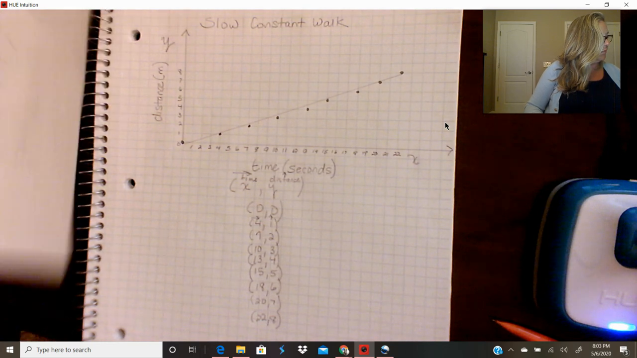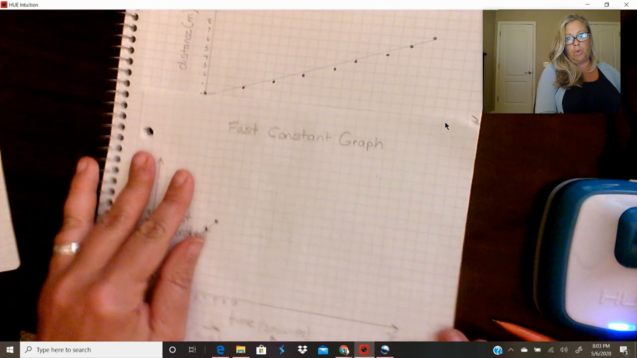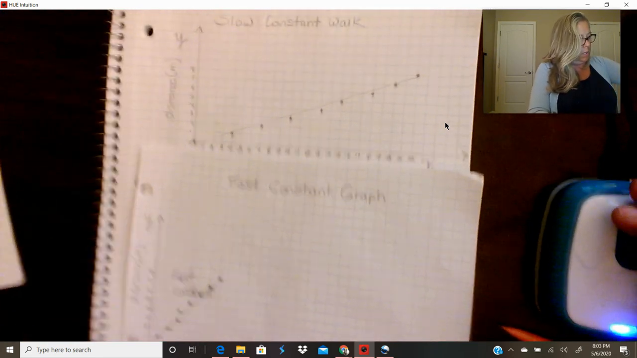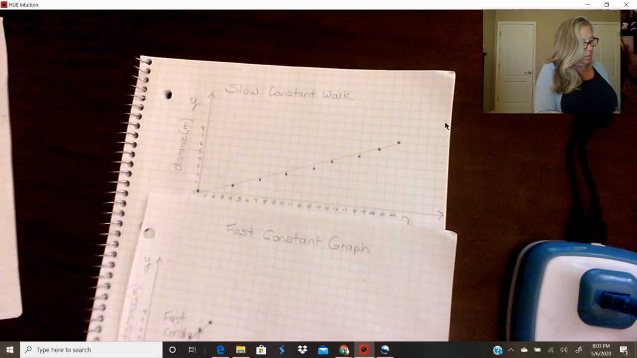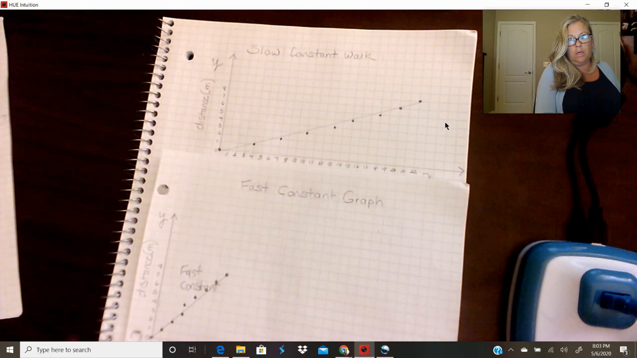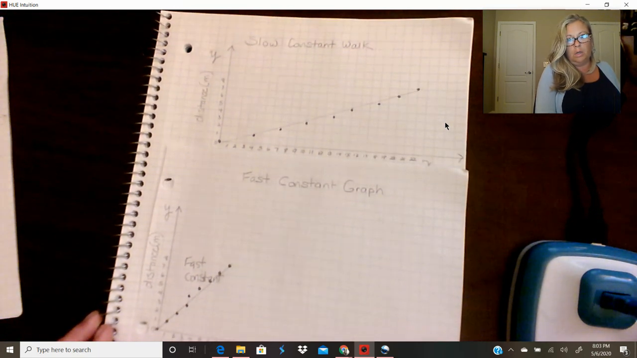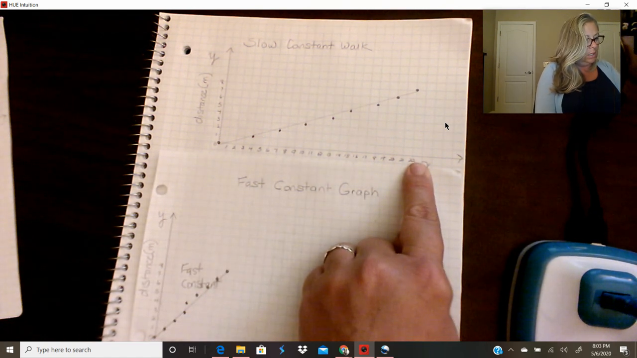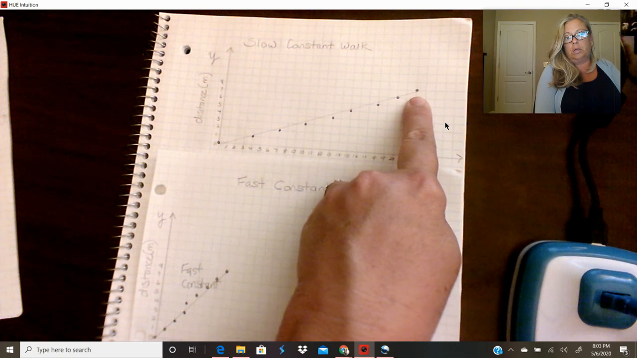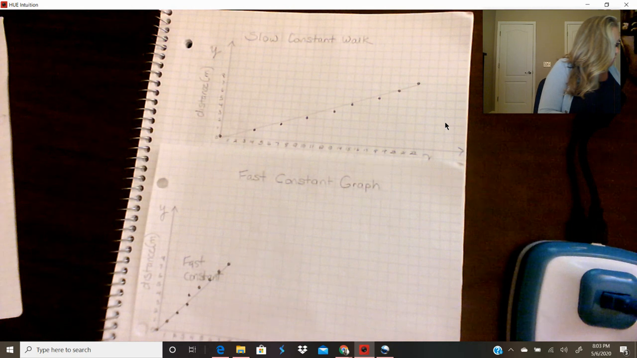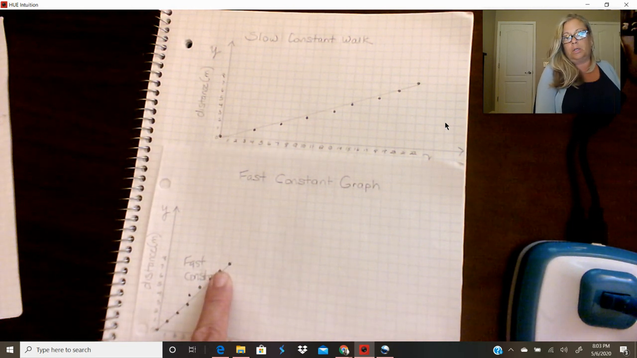And now let's compare the fast constant slope to the slow constant slope. Look at the slow constant. Here, let's see if I can make it a little bit higher up so you can see more of it, so you can compare the slow constant walk to the fast constant walk. Also, you can see that it took 22 seconds for Nick to go 8 meters in the slow constant walk, whereas in the fast constant walk, it only took him 7 seconds to go 8 meters.